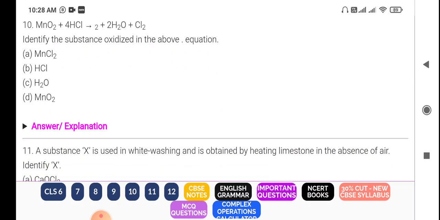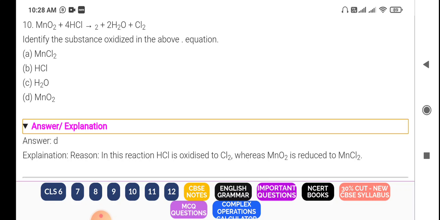Question number 10. Manganese oxide plus hydrochloric acid, okay, so it formed water and chlorine. Identify the substance oxidized in the above equation. So MnCl2, HCl, H2O, MnO2. Answer. Explanation: in this reaction, HCl is oxidized to Cl2.